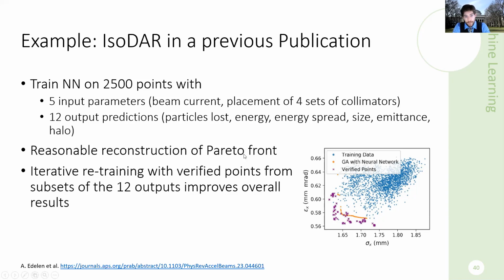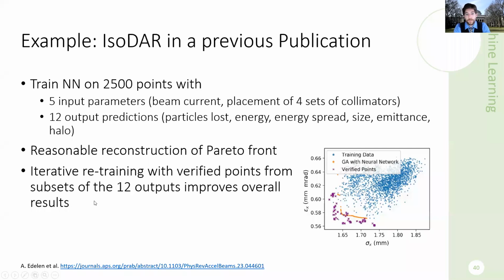They reasonably reconstructed the Pareto front. This is just one example of the many that are in the paper. Here you can see in orange what the trained neural net would predict, and in pink the verified actual points from the high fidelity simulations. So they're close together, but they're not perfect. There's definitely some room for improvement, but it's very encouraging. And you can also do some iterative retraining with subsets of the 12 output predictions, and that was also shown to improve the overall results.